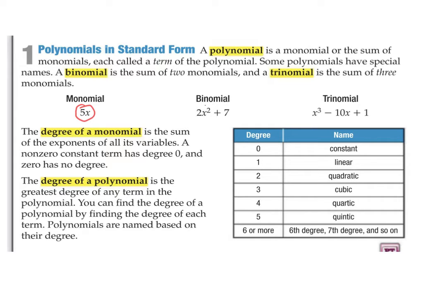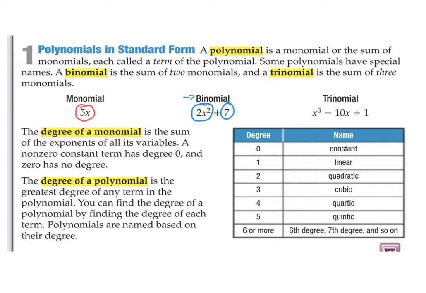Because we have this 2x squared, to the second power, that is a monomial. And then that 7, even though it's just a number, that's another monomial. Because we have two of them, we can call it a binomial.